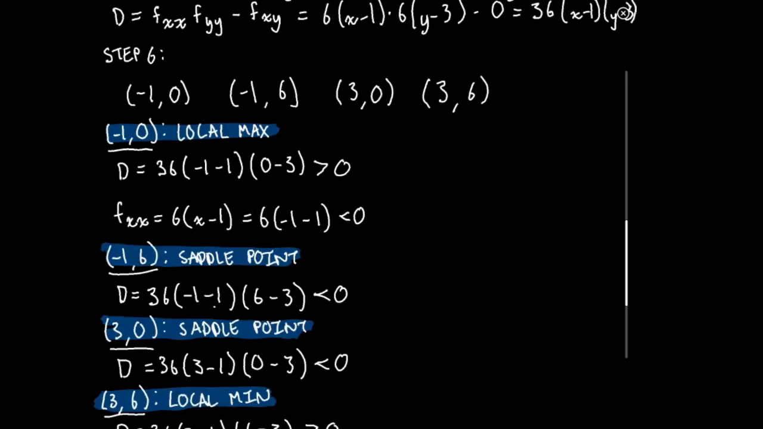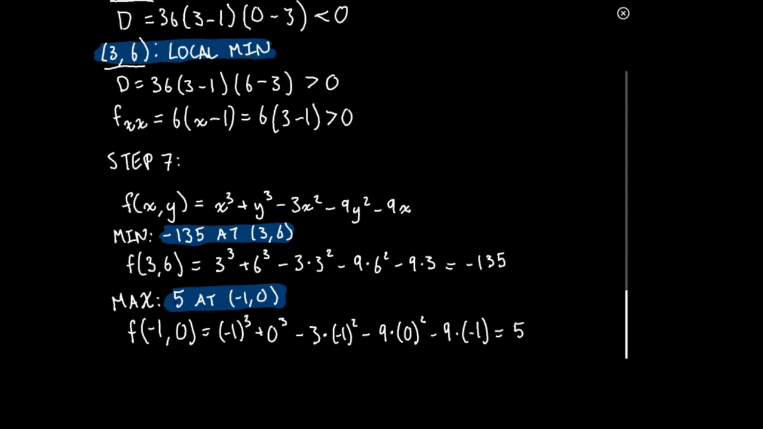In step 6, we used the Hessian determinant that we came up with, and the equation for the second derivative with respect to x, to figure out whether each point was a local maximum, local minimum, or saddle point. And then in step 7, after we figured out those points, we plugged each of those points into the original equation, right? And we evaluated what those values would be. So we figured out what our minimum is and what our maximum is.